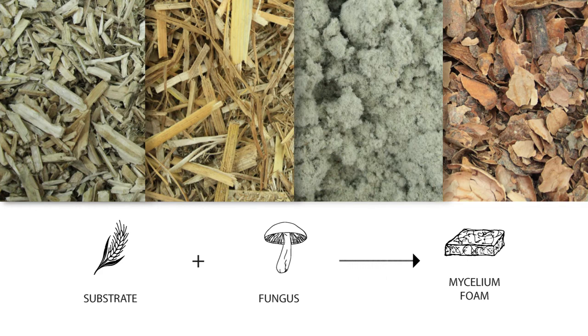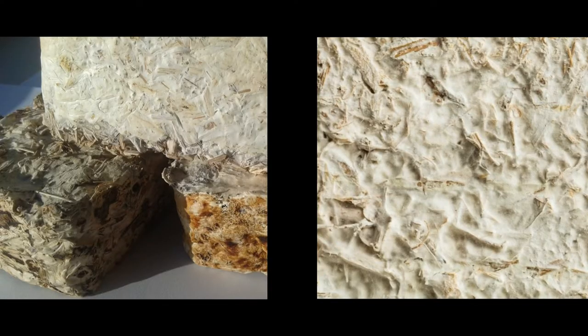Thus, the mycelium grows and binds to the substrate, receiving nourishment from the used substrate while gluing it together. An example of mycelium biocomposites can be seen in the following pictures. On the right, you can see a close-up of the binding between mycelium and a substrate, while on the left you can see different bricks made from mycelium and raw materials.